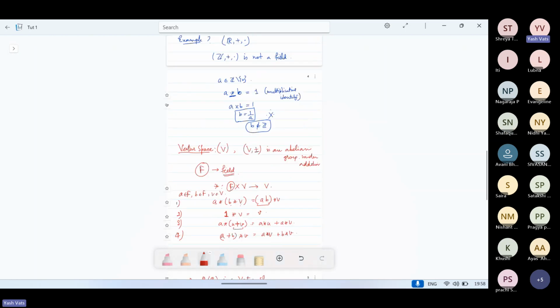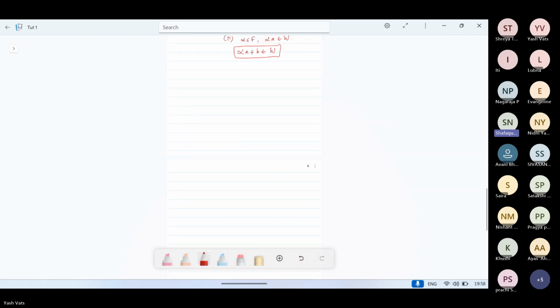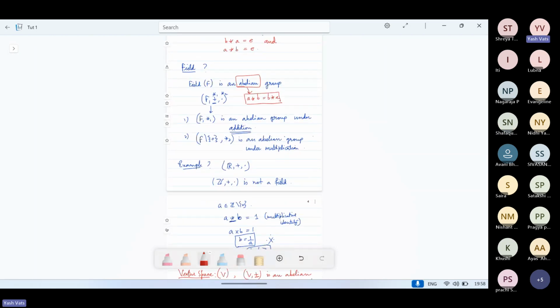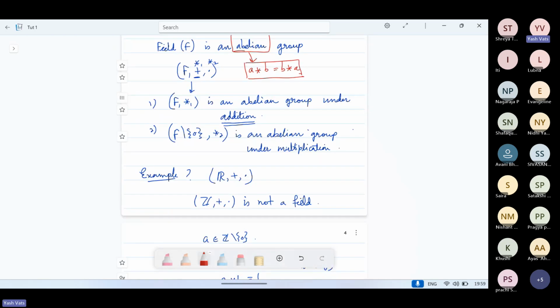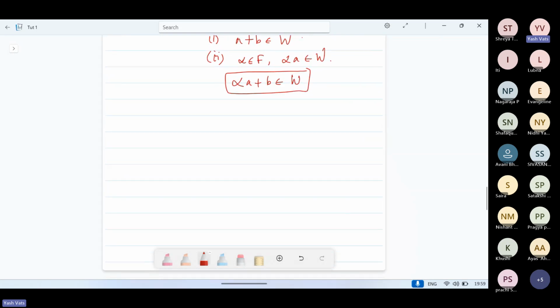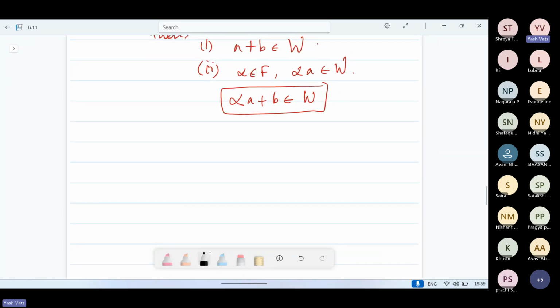How does it work? Is this clear to you, or should I just write a question and you try to solve it first? Okay, I will write a question and then we try to solve it. It's related to your assignment. I will not be providing the solutions, but we will discuss the questions.